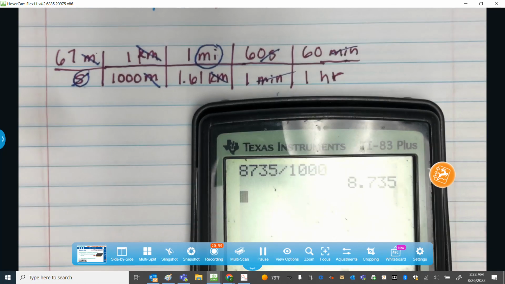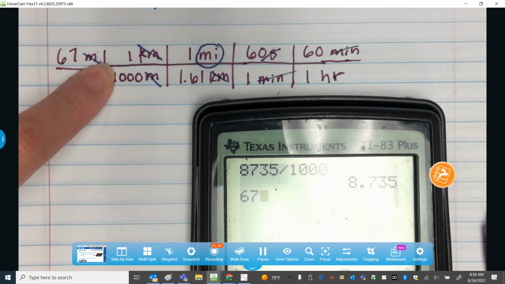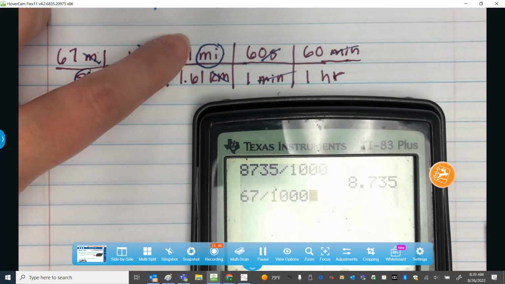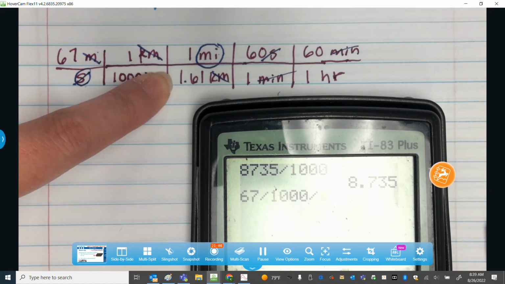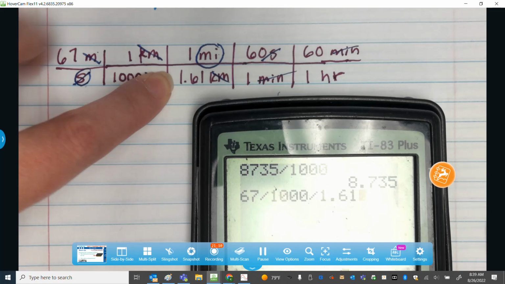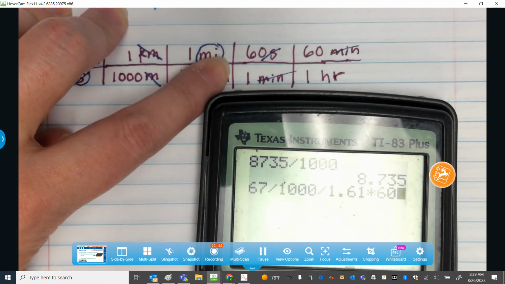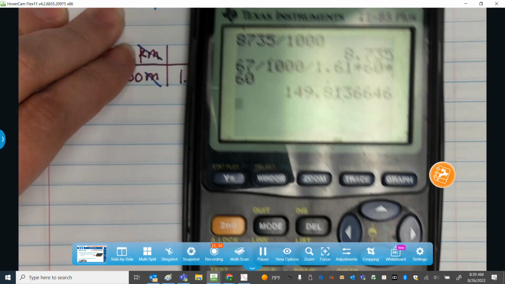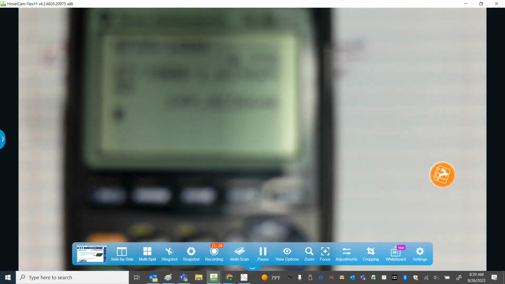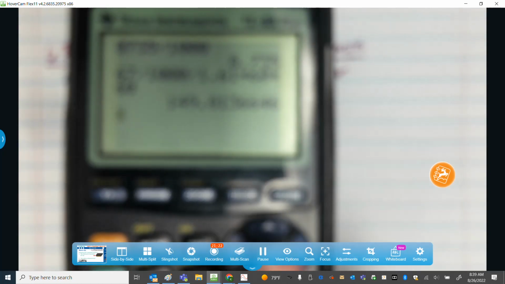Okay, is 67 times 1 over 1,000. I'm just going to do divided by 1,000. I don't need to write times 1. Okay, times 1 over 1.61. I'm just going to write divided by 1.61. Times 60 over 1. I'm just going to put times 60. I don't need to divide by 1. Times 60. And we get 149.8 if it decides to focus today.